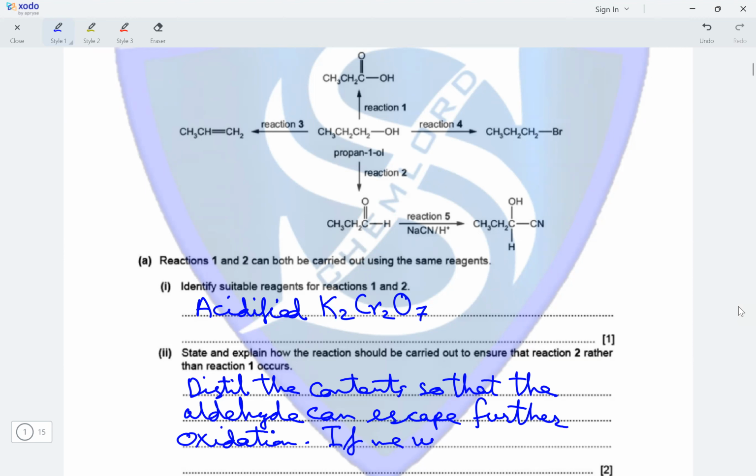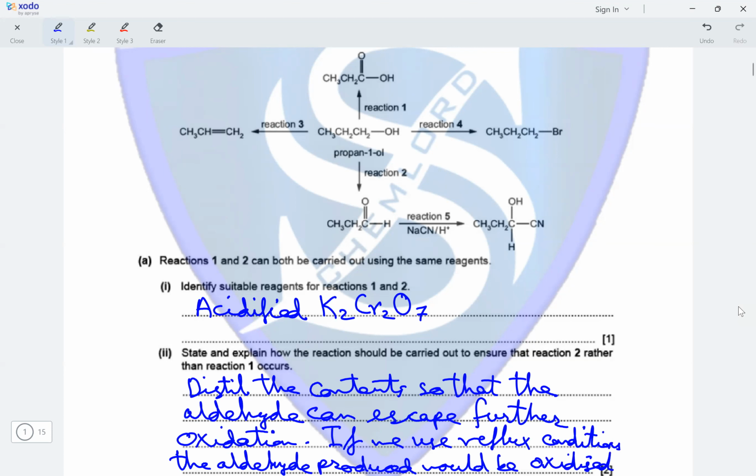If we use reflux conditions, the aldehyde produced would be oxidized to the carboxylic acid. So we need to perform distillation so that we can collect the aldehyde in the form of a liquid when its vapor evaporates from the reacting vessel.